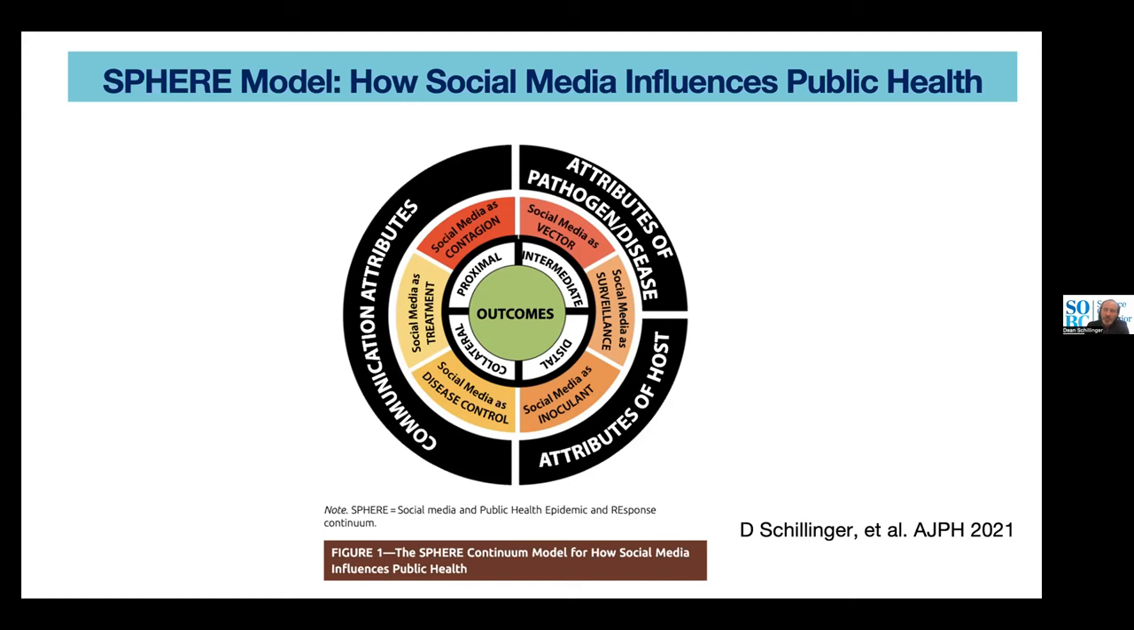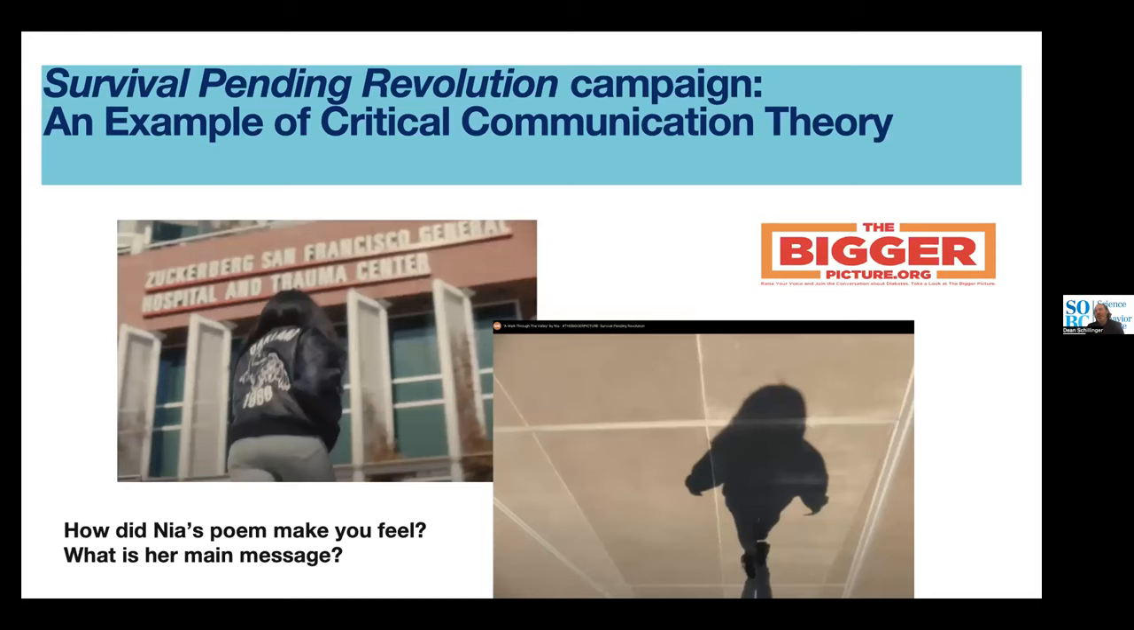So what we're going to do here is take a look at just one part of this campaign. The name that the young people came up with was Survival Pending Revolution. This is a COVID vaccination campaign. And I'm going to share with you a poem that was written by Nia and filmed at my hospital. You'll see I have a cameo in it. It's called Survival Pending Revolution.